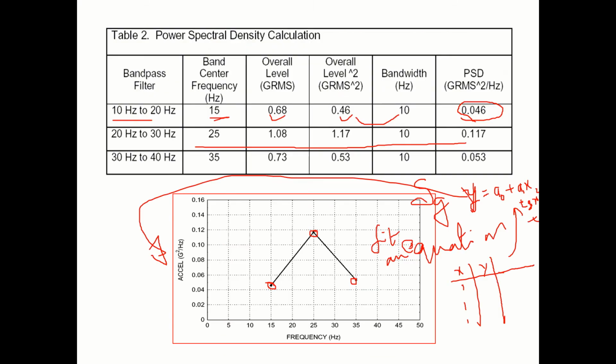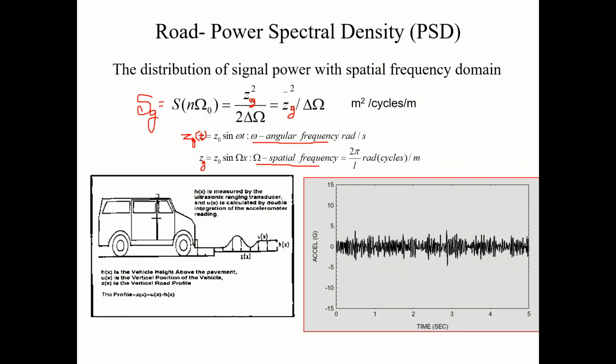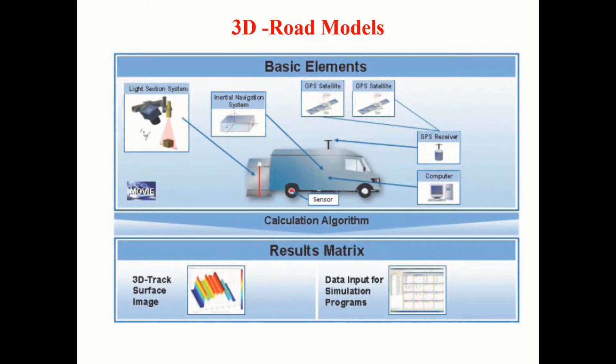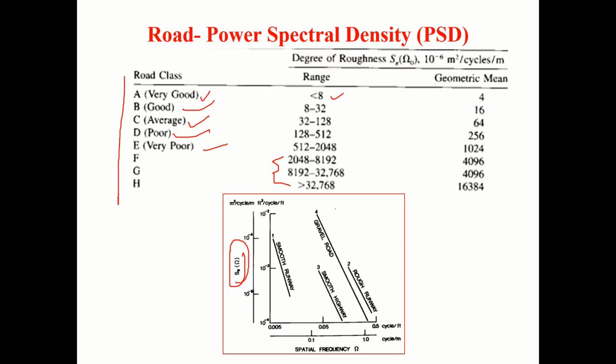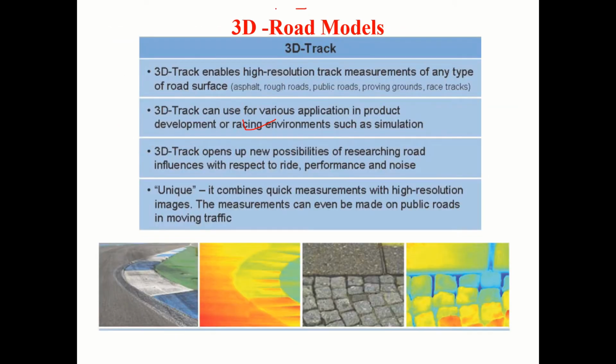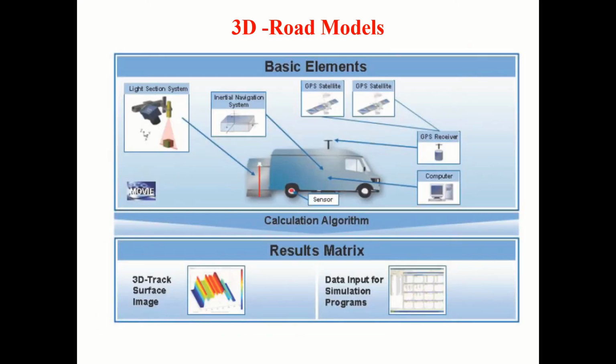So road modeling, I was talking about this kind of experimental way we can find out. Also, that data is basically a 2D, single track. If you want to create a 3D road, there are softwares available and we can create 3D road models. One of these is called 3D track. It is possible, collecting the data from various sensors, we can create a 3D road model.